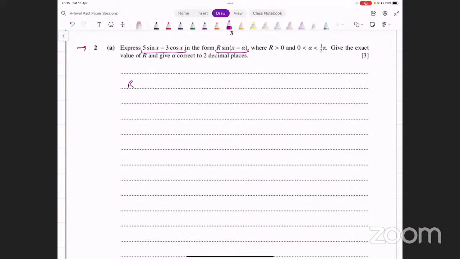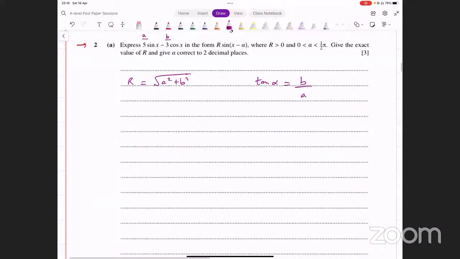What you'll do is r equals square root of a square plus b square, where a is the first number that you have here, and b is the second number that you have here, ignoring the sign. We don't consider the minus sign; ignoring the sign, the numbers that you've got are a and b. So r equals square root of a square plus b square, and tan alpha equals b over a. You only have to apply these formulas, and you'll get both values.